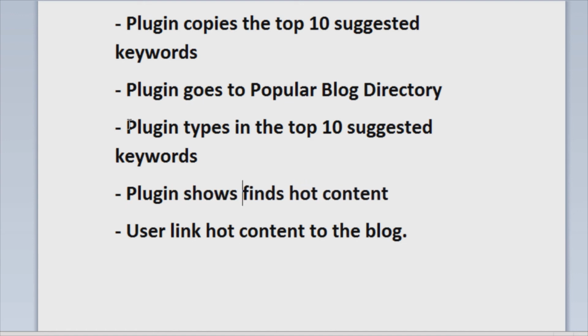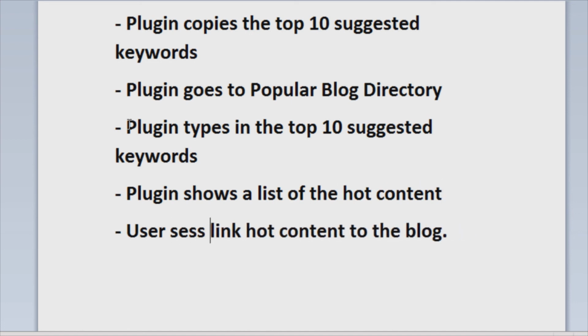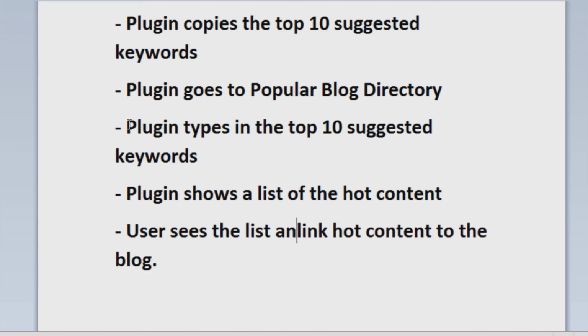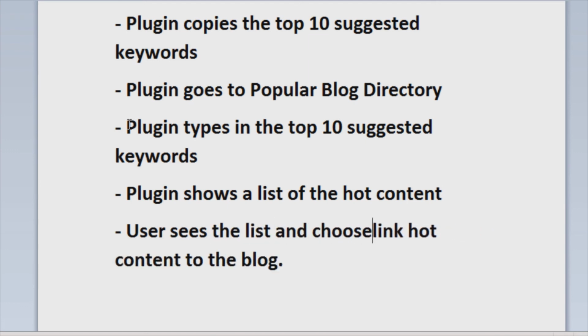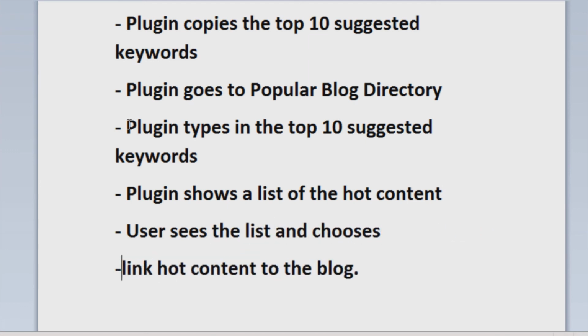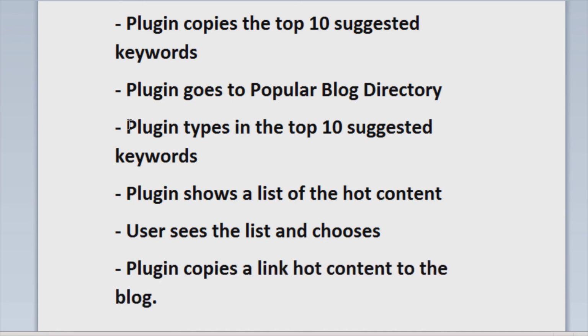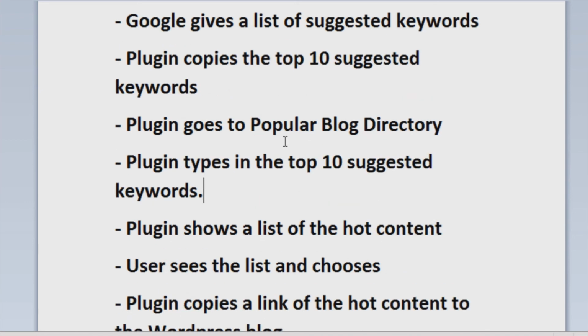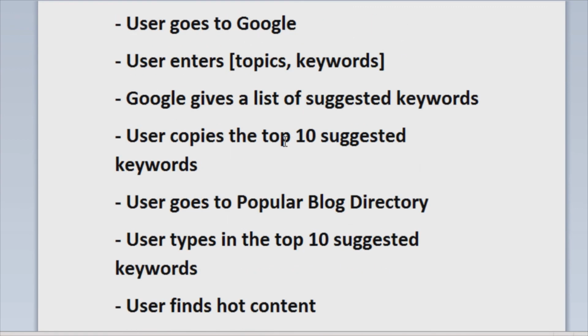Plugin shows a list of the hot content. User sees the list and chooses. Then the plugin copies a link of the hot content to the WordPress blog. So this takes somewhat of a practice, but that's why I'm showing you the step-by-step process.